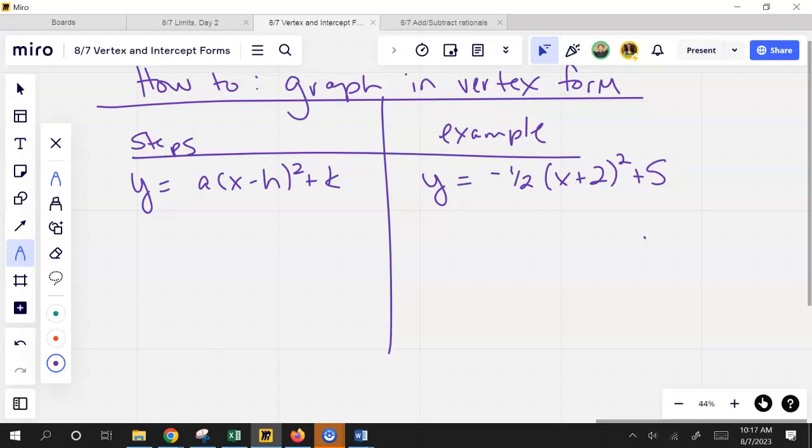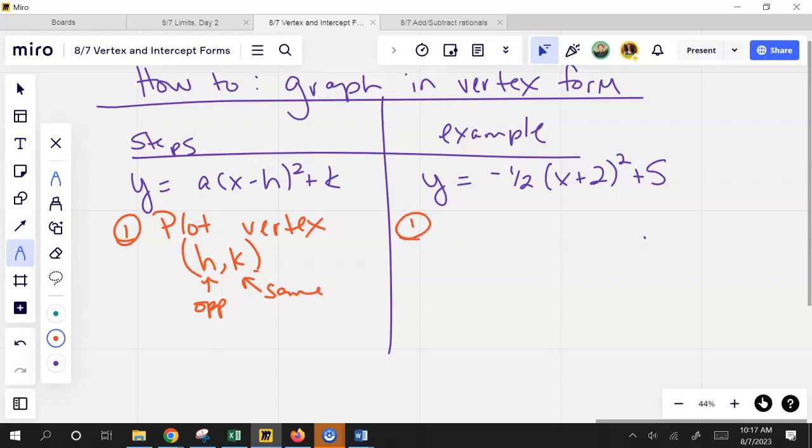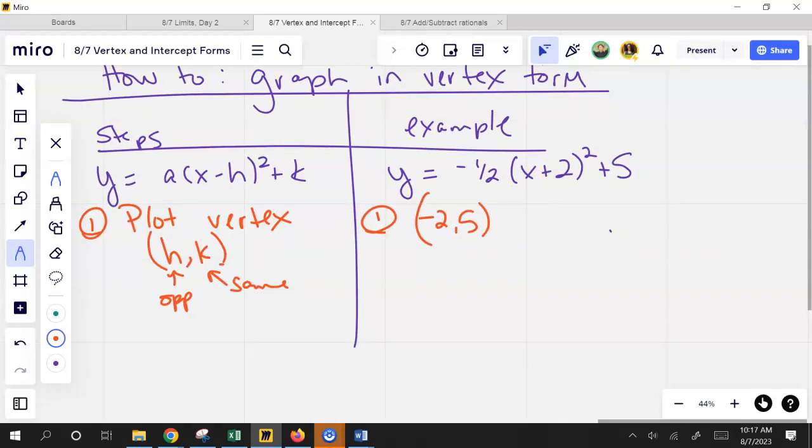Ready? Everybody caught up? Okay. First things first: plot the vertex, and we know that the vertex is just (h, k), but we have to remember what about h? Opposite sign. So over here, what is the vertex for my example? Close. (-2, 5). So all that work we did at the beginning in standard form, gone. We don't have to do that here.